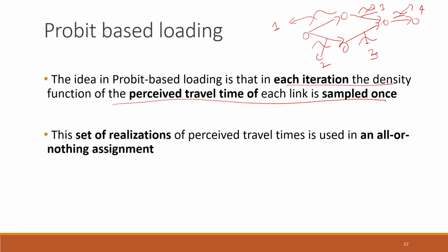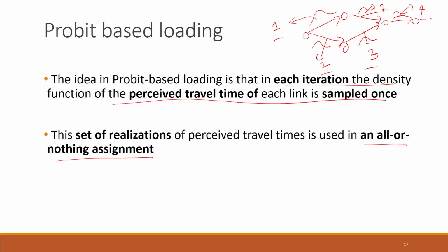Now what we do is that we do all or nothing assignment in this iteration of the Monte Carlo. So in every iteration we will be doing all or nothing assignment. And why is that possible? Because once we have sampled these values of the link travel times from the perceived travel time distribution, these values are fixed, they are constants. So these 1, 2, 3, 4 are constant values.